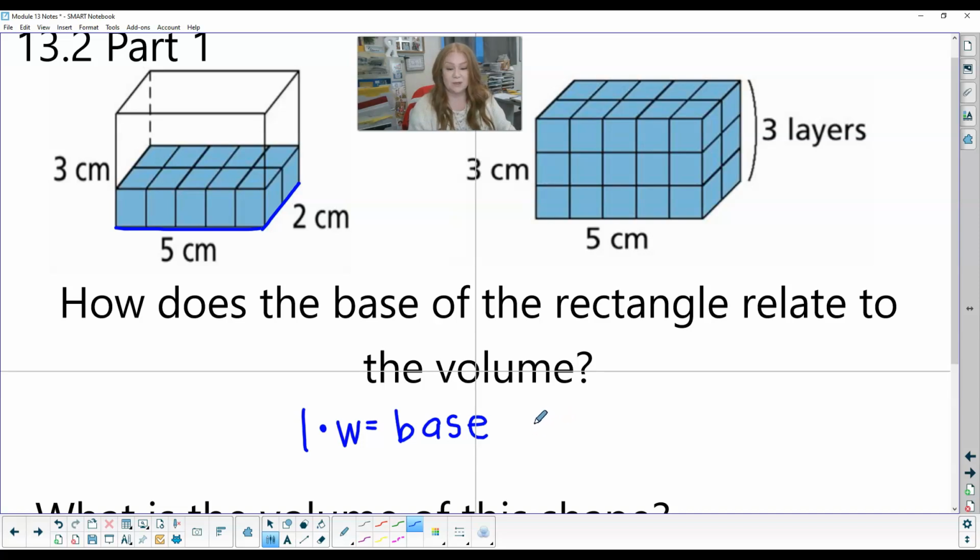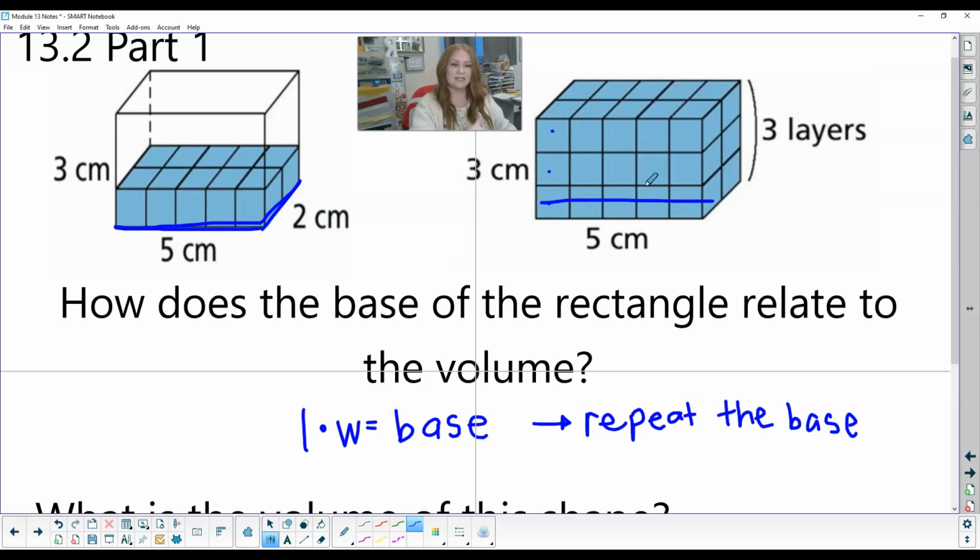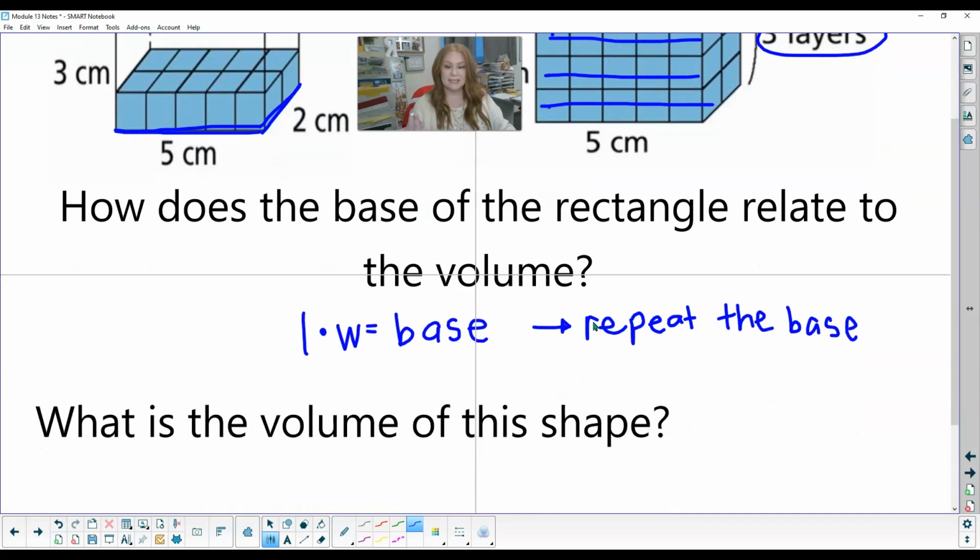Once we know the base, we just repeat the base. So let's take a look at this one. This one went over 5, back 2, so we have a total of 10 as our base. The base is 10, length times width is 10. And then we are repeating that 1, 2, 3 times. There's 10 on this level, 10 on this level, 10 on this level. 3 layers of 10 makes 30.